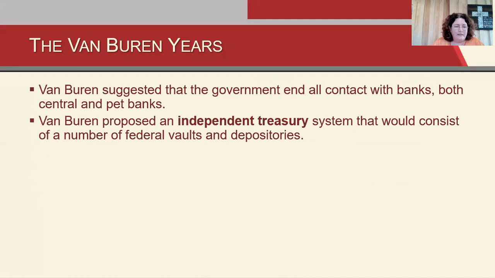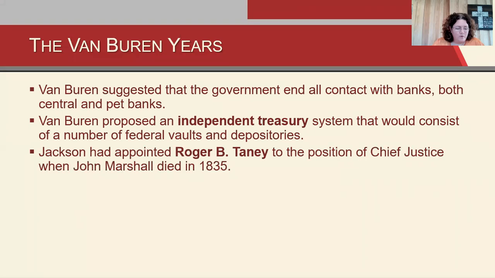Van Buren proposed an independent treasury system that would consist of a number of federal vaults and depositories. The treasury could collect and spend from these treasuries without using any banks. Gold and silver would be the mediums for all federal business. Congress adopted Van Buren's plan in 1840.